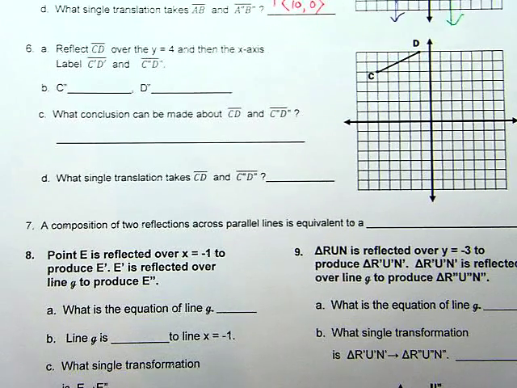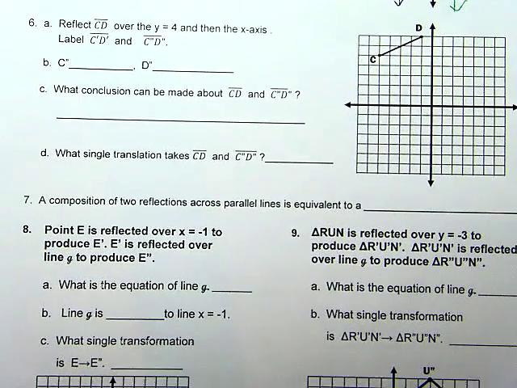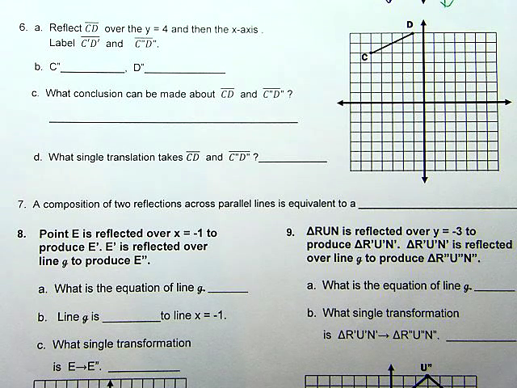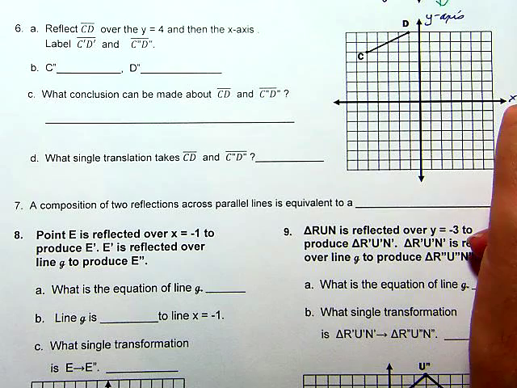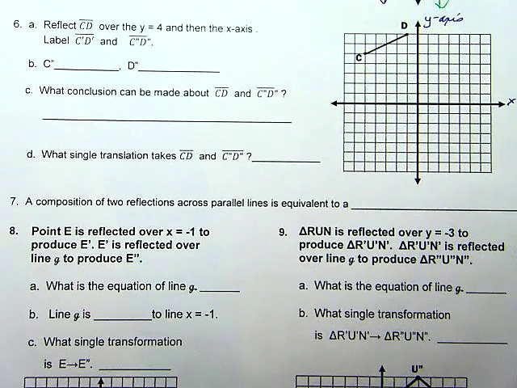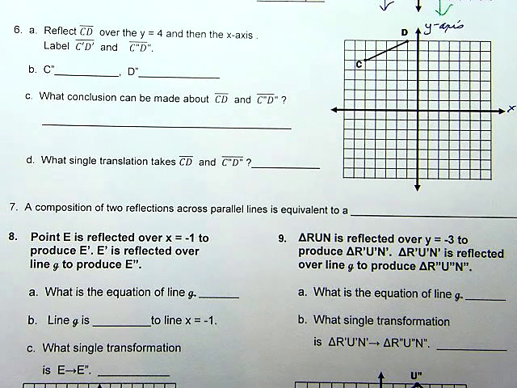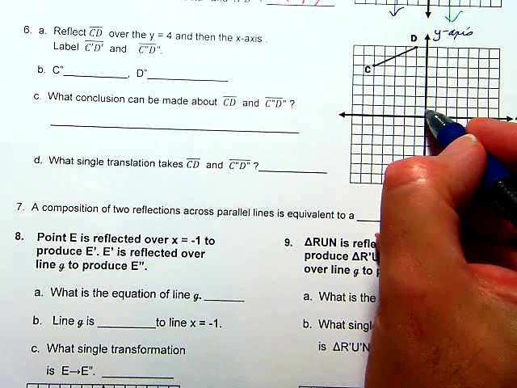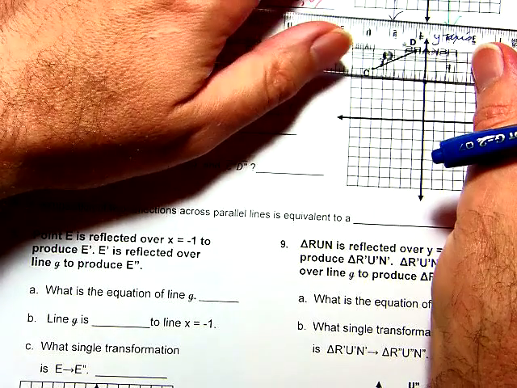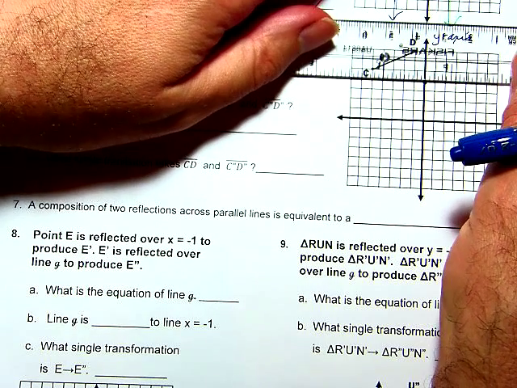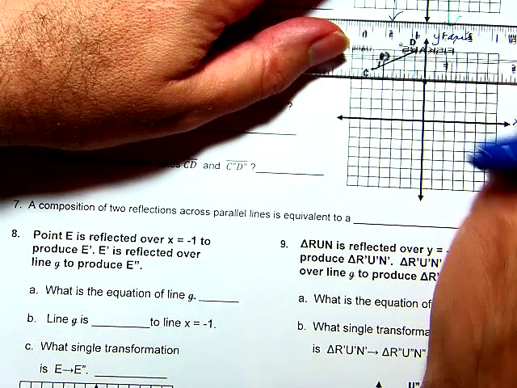So in question 6, we're doing something kind of similar. We're reflecting line segment CD over y equals 4 and then over the x-axis. So let's draw in our line y equals 4. Remember, this is the y-axis. This is our x-axis. So y equals 4 is going to cross the axis at y is 4: 1, 2, 3, 4. It's going to be here, and it's going to be a horizontal line parallel to the x-axis. So let's make sure we draw it like that.